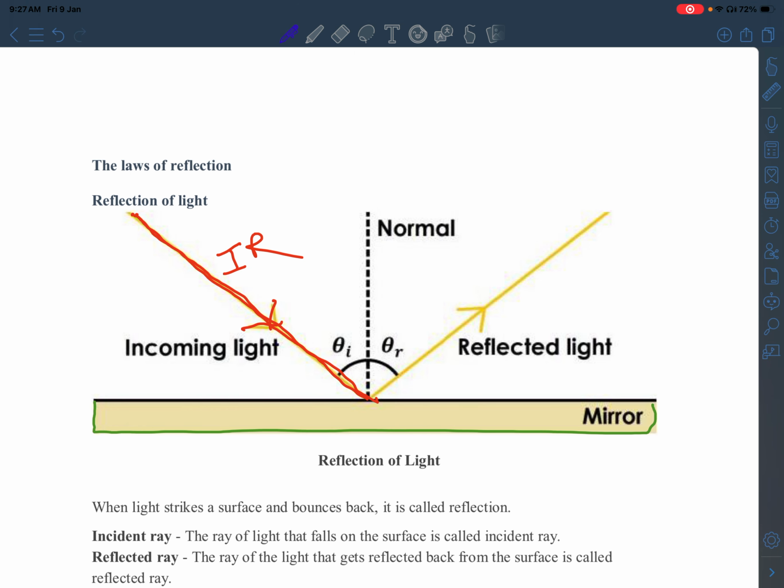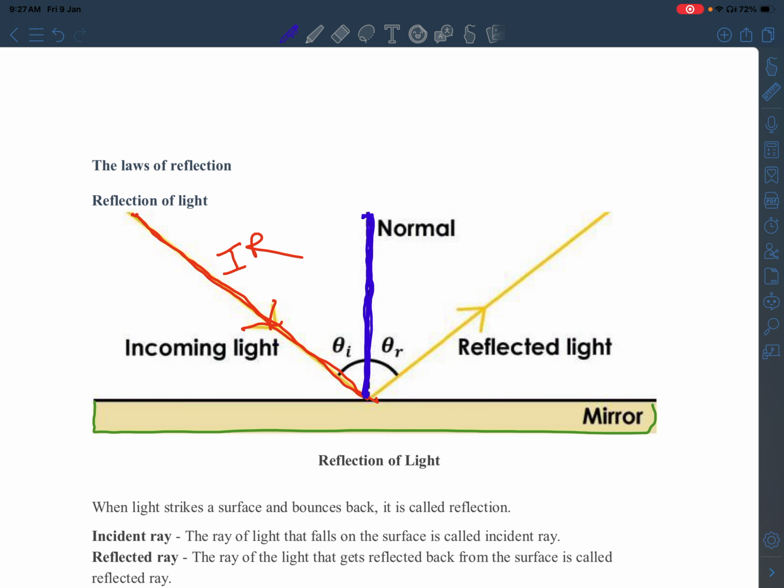And here we can see a line drawn. This is called the normal ray. The normal is an imaginary line drawn perpendicular to the surface for analysis of the behavior of light.